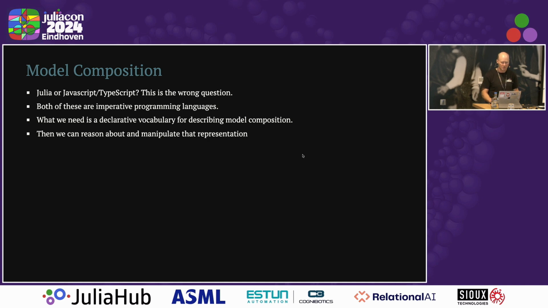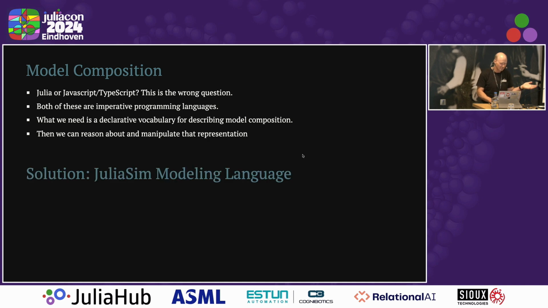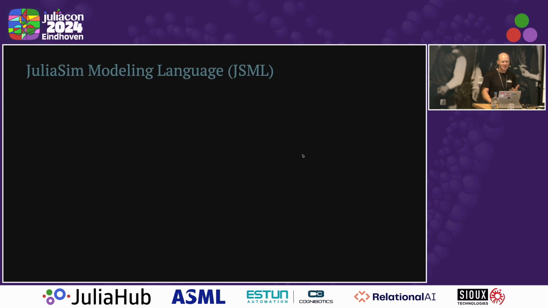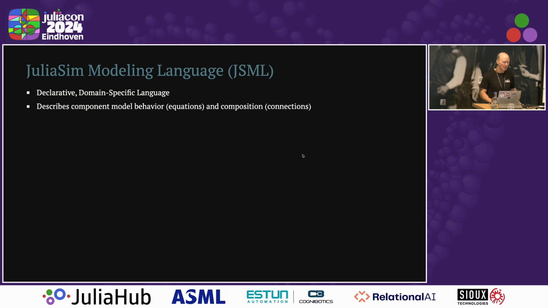That's our vocabulary. And so the solution that I came up with here is the JuliaSim Modeling Language, for better or for worse. In the JuliaSim Modeling Language, we have this declarative domain-specific language. So it's neither TypeScript nor Julia. It's just a very limited language for describing the composition of models and the rules about composing models.